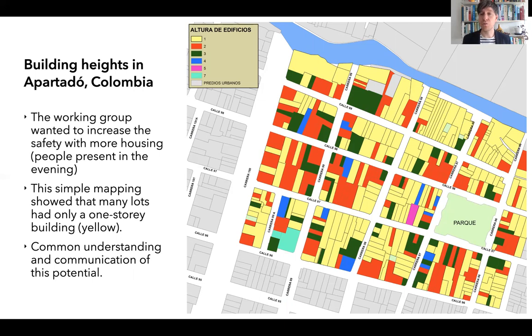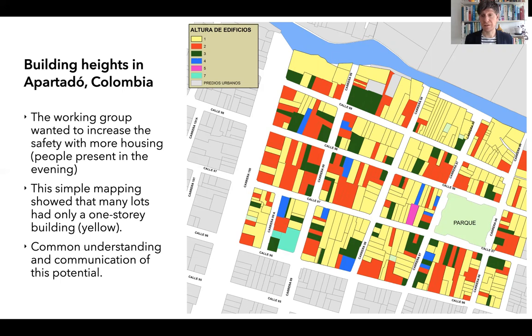And they realized that with more housing in the center, there would be people at all times of the day and night. And looking just at all the yellow spots here, it's buildings that are low. So maybe it's not very expensive to take away that building and put a more dense structure instead of it. So this is a very simple mapping. The group would just go out on the street and take notes about the building heights, and then they would make this map on their own in the office.